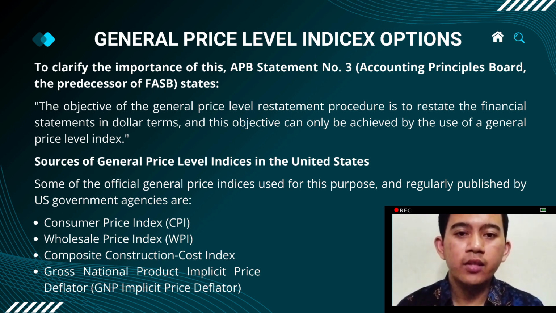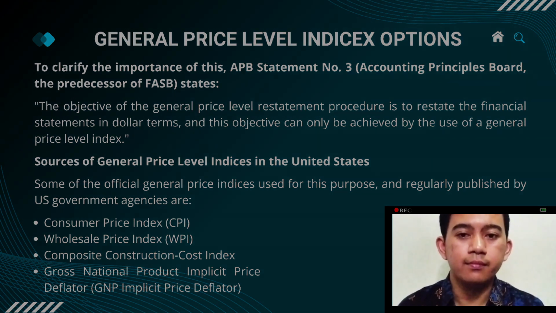Finally, the gross national product implicit price deflator is published by the Office of Business Economics of the United States Department of Commerce. This index is used to measure changes in the price of all goods and services produced in the national economy, thus providing a broader picture of inflation at the macro level.